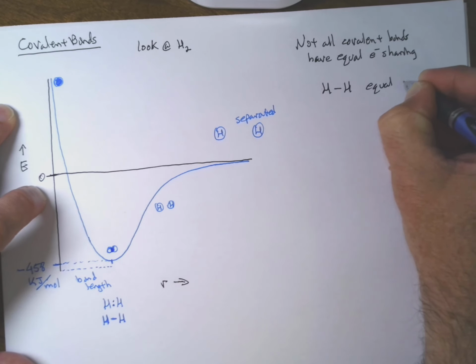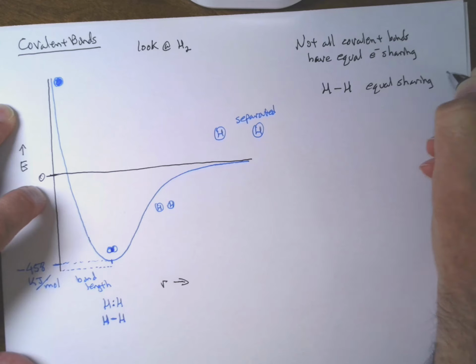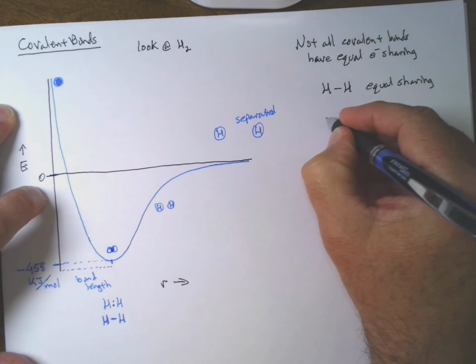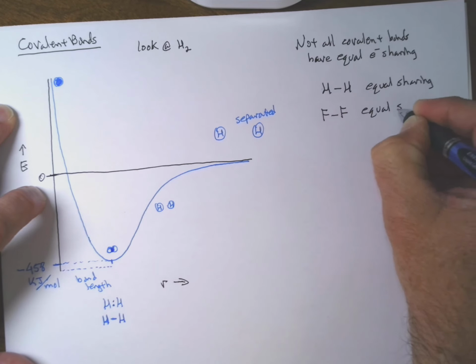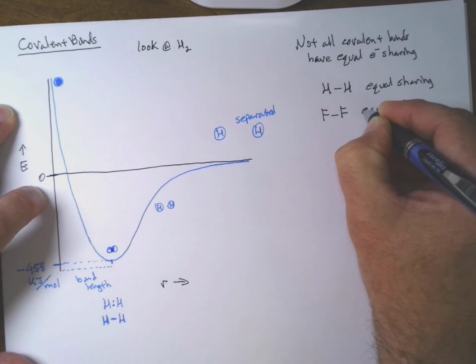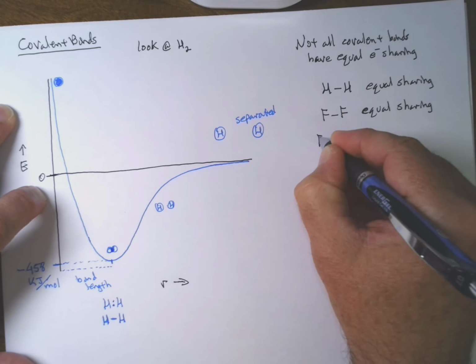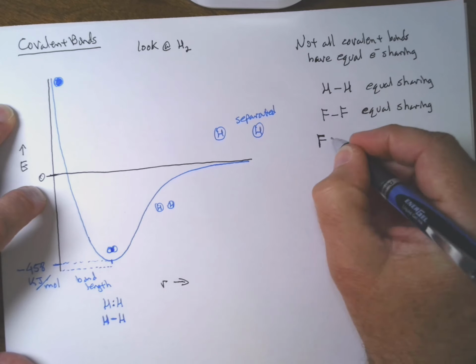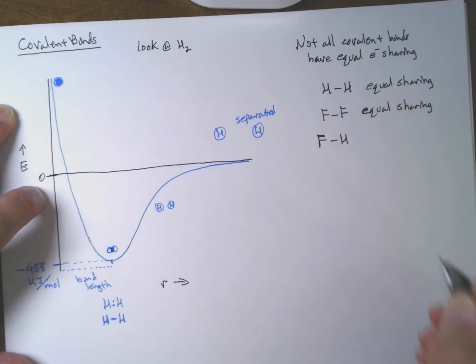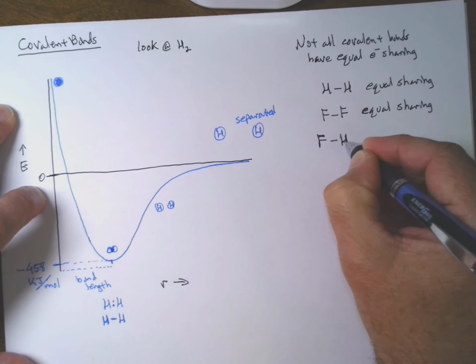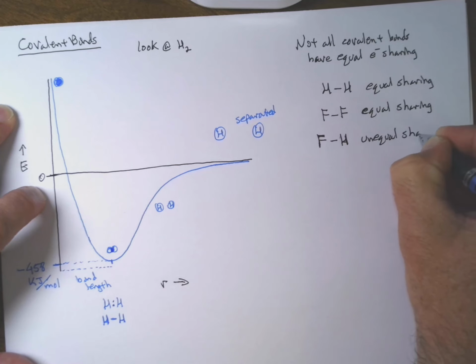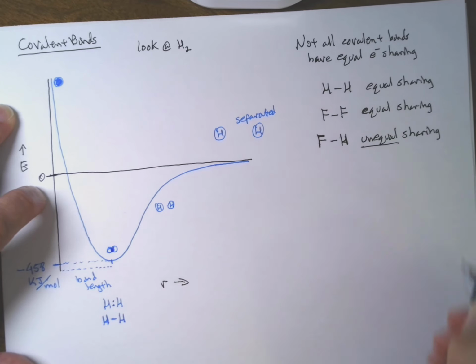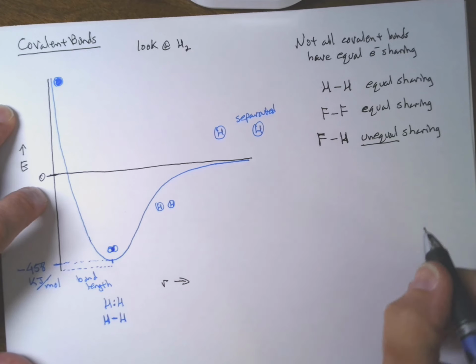So if we have two of the same atom in a molecule, we have equal sharing. But if we have different atoms in our molecule, then we have unequal sharing. And those are called polar covalent bonds.